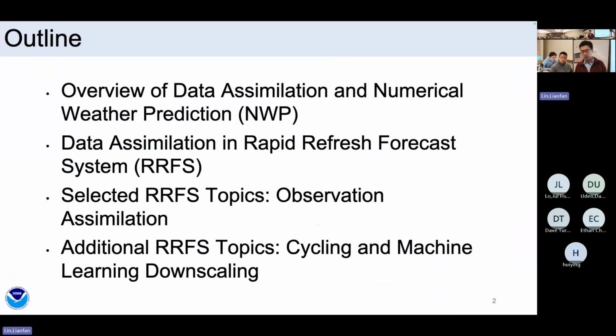This is the outline for the presentation. First, I will provide a brief overview of data assimilation and numerical weather prediction, NWP. Then I'll introduce the data assimilation framework in Rufus, which is what we call it. Then I'll present a couple of selected Rufus topics focusing on observation data assimilation. Lastly, I will introduce a few additional Rufus topics with a focus on cycling strategy and machine learning downscaling.